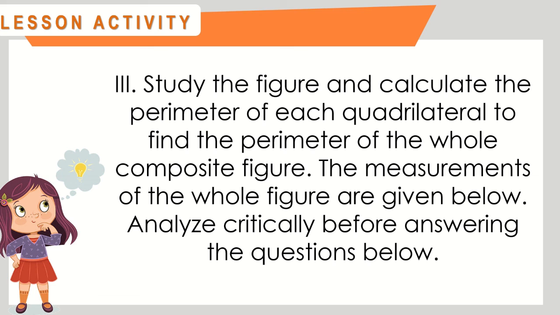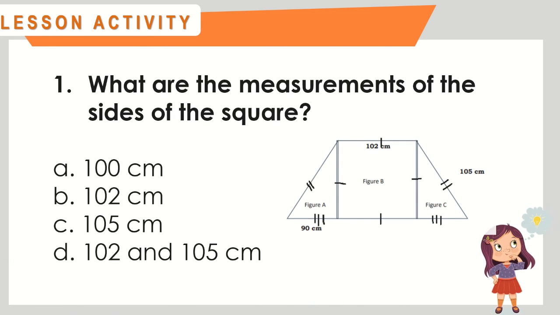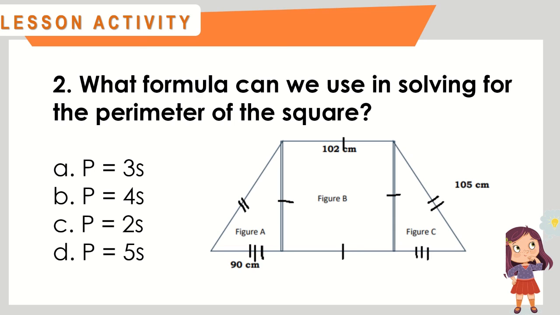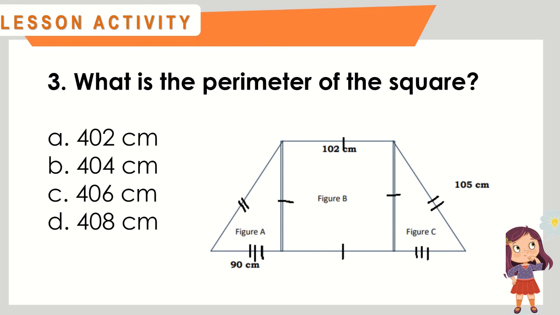Study the figure and calculate the perimeter of each quadrilateral to find the perimeter of the whole composite figure. The measurements of the whole figure are given. Analyze critically before answering the questions. What are the measurements of the sides of the square? What formula can we use in solving for the perimeter of the square? What is the perimeter of the square?